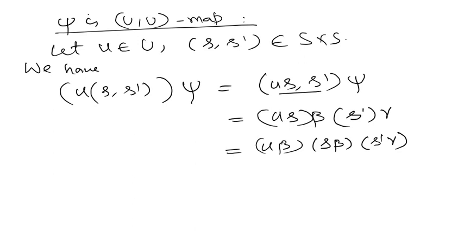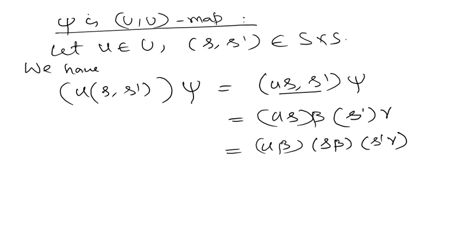How do we do that? This psi is a UU map, so it's very important. This psi should be a UU map. The u should come out from the left side and also from the right side. So it's here u s prime, by the definition of action. It is the definition of action.